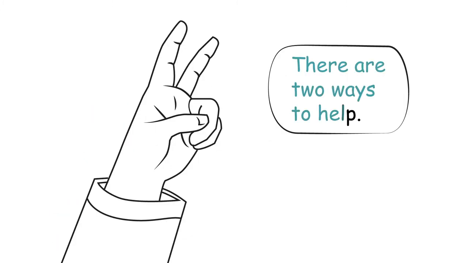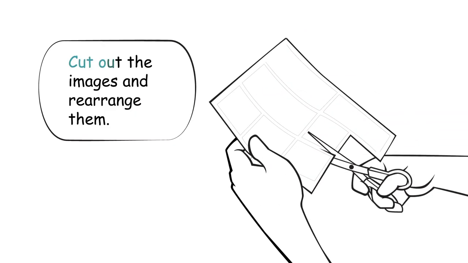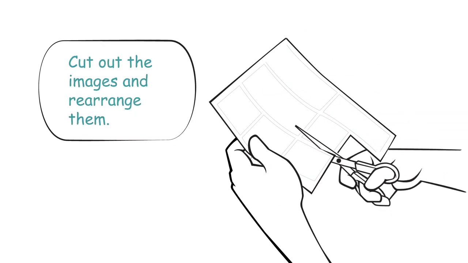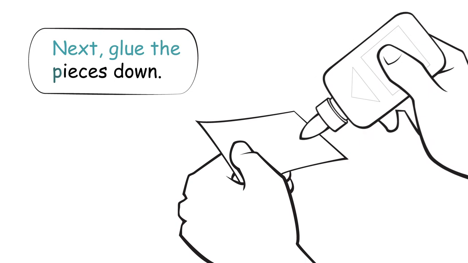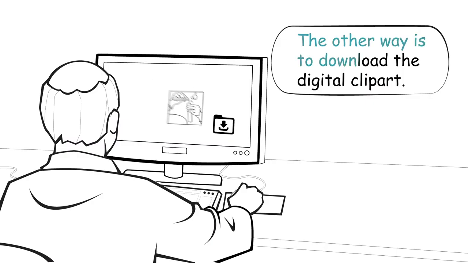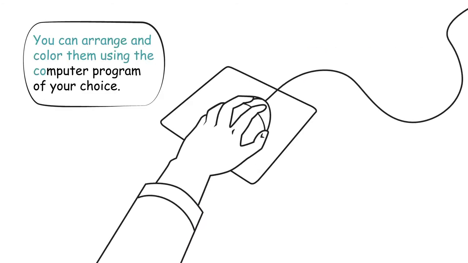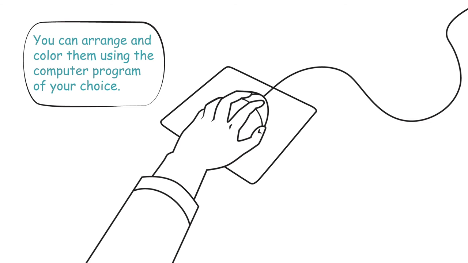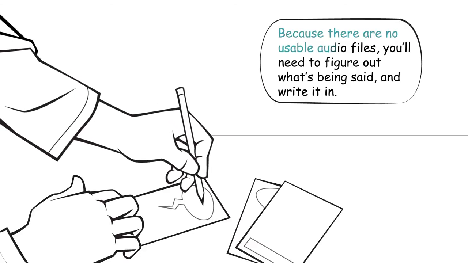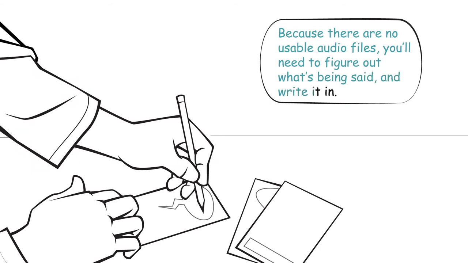There are two ways to help. The first is to download and print the pages, cut out the images, and rearrange them. Next, glue the pieces down and color them. The other way is to download the digital clip art. You can arrange and color them using the computer program of your choice. Because there are no usable audio files, you'll need to figure out what's being said and write it in.